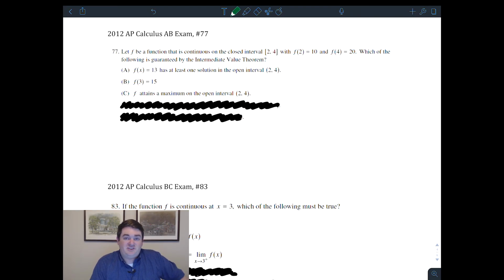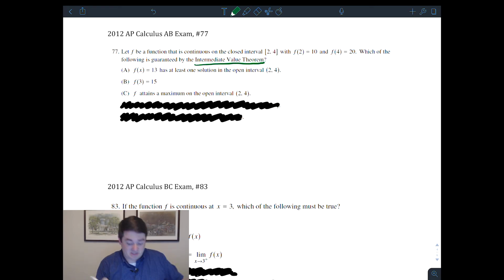2012 AB number 77, ignore answer choices D and E on this one. Let f be a function that's continuous on the closed interval 2 to 4 with f of 2 equals 10 and f of 4 equals 20. Which of the following is guaranteed by the intermediate value theorem? Well, let's point out some things here. They've mentioned the intermediate value theorem. So I want you to think, what has to be true to use the intermediate value theorem?